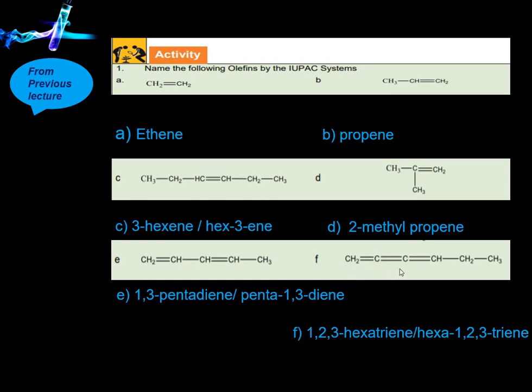1,2,3-hexatriene. You can see it is a 6 carbon compound in which there are 3 double bonds present, which are at position number 1, 2 and 3. So we can call it hexatriene, and we have to mention the number of position of double bonds, that is 1, 2 and 3. You can also call it hexa-1,2,3-triene. Hexa stands for 6 carbon, 1, 2, 3 for the position of 3 bonds, triene stands for 3 double bonds.